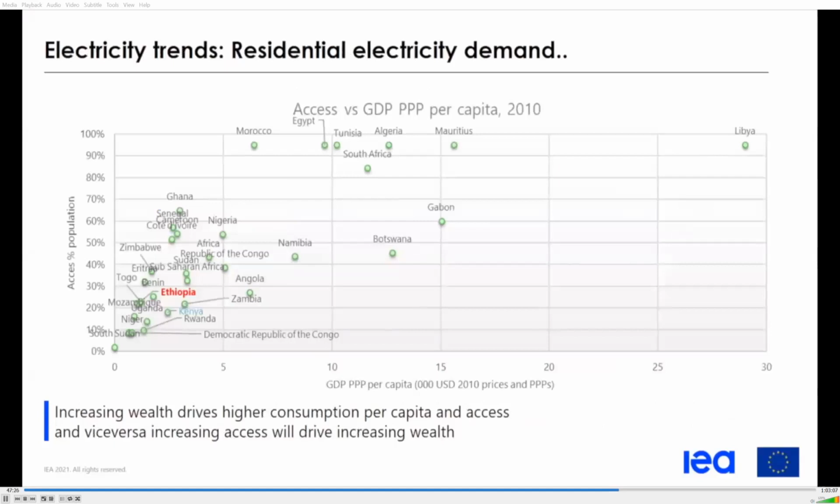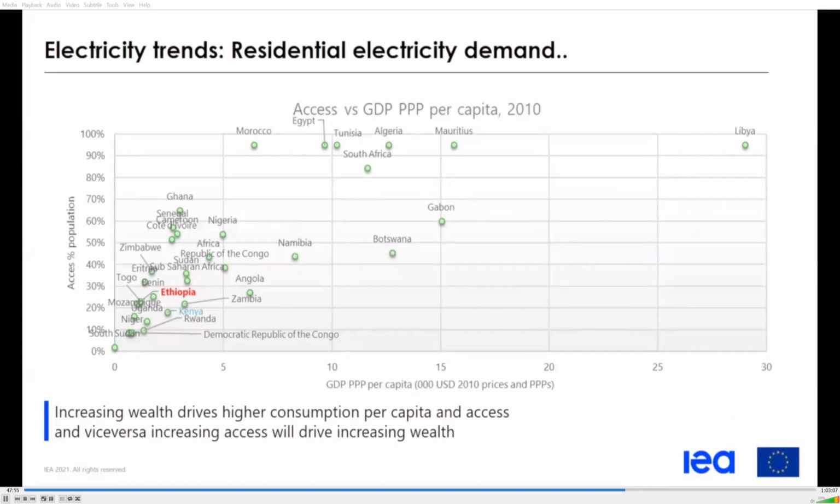So now let's have a look at residential electricity demand, since it was that important in the previous slide. The increase in wealth drives higher consumption per capita, and then allows more people to have access to electricity in those countries. And this is a feedback loop. The more access led to an increase in wealth, etc., etc.